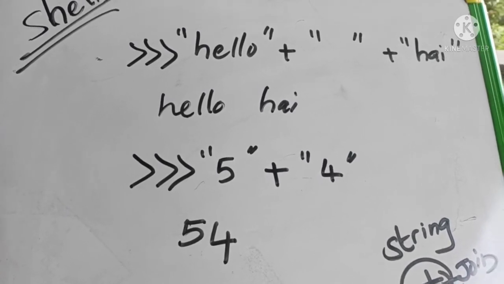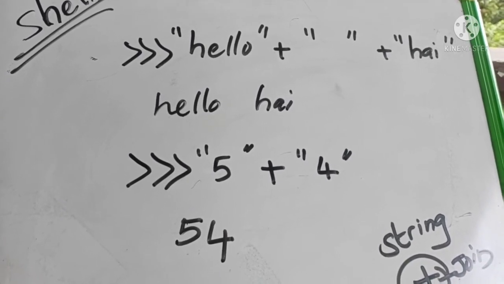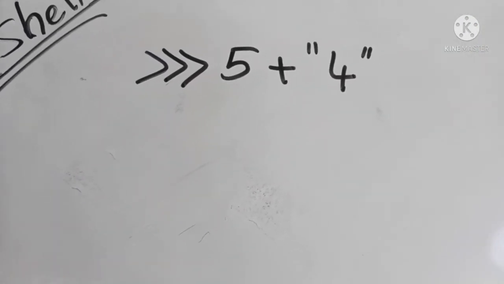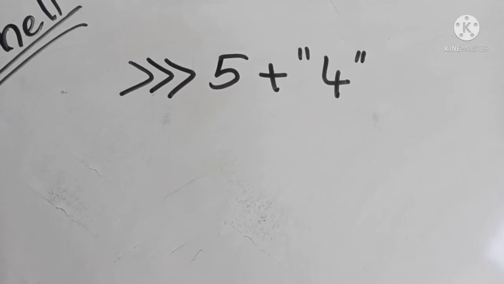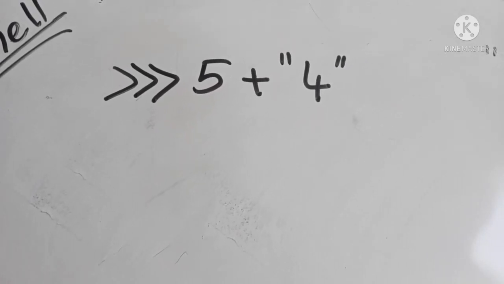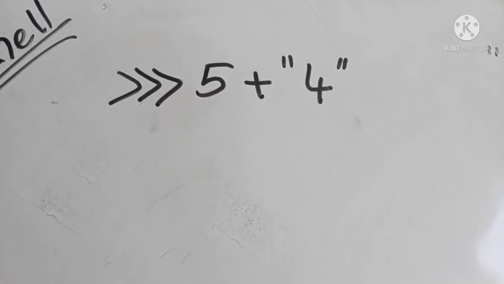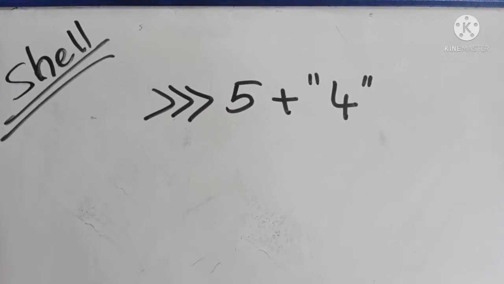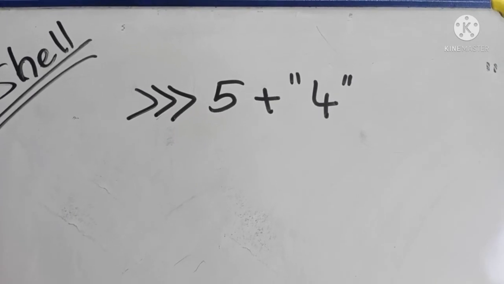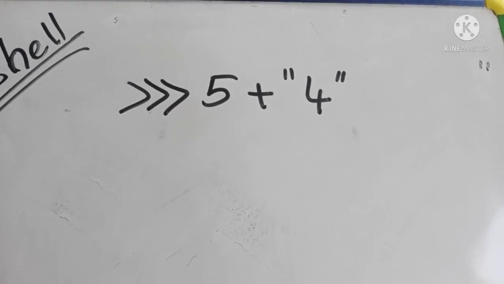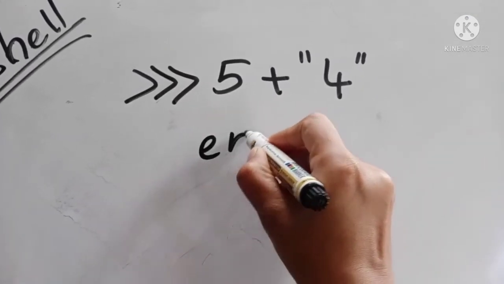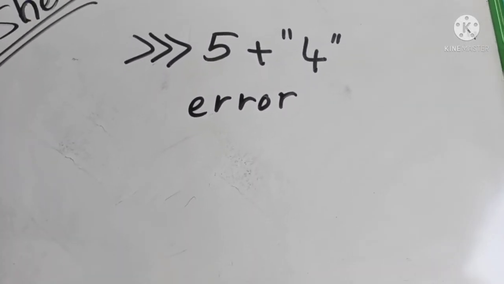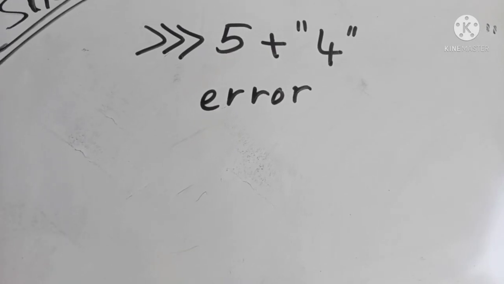That means whatever you give inside double quotes will be considered a string only. See here another piece of code. The first number is an integer, 5, and the second one I have written inside double quotes, so it is considered a string. So here I am trying to add one integer with a string. Is it possible or not? What is the output here? It will create an error because you can't add an integer with a string. Clear?